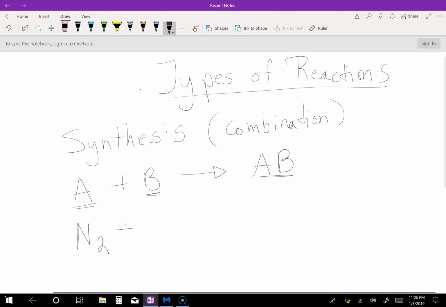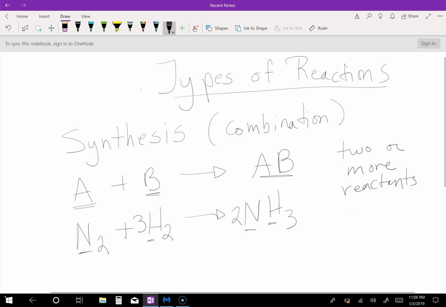Here's an example. Nitrogen plus hydrogen results in ammonia. We can balance out the equation and we can see that one element nitrogen, one element hydrogen results in a compound with both nitrogen and hydrogen. Anytime we see two or more elements or compounds as reactants and only one product, we know that it is a synthesis or combination reaction.